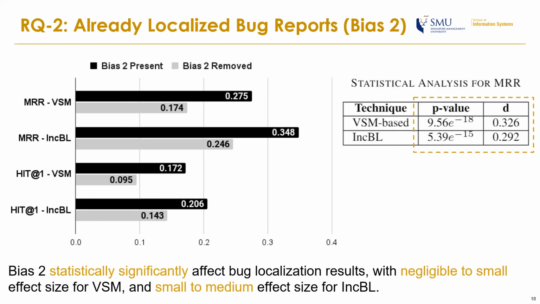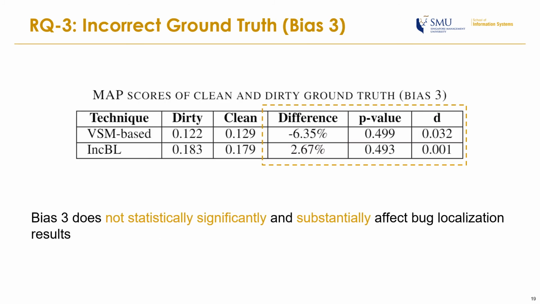For bias 2, the Hit@1 and MRR scores for both techniques are lower for the dataset with bias 2 removed compared to the one containing bias 2. We can see that the differences are substantial. The statistical analysis for MRR shows bias 2 significantly affects the bug localization results with small effect size. This finding shows that, for both techniques, there are statistically significant differences between already localized and not localized bug reports.